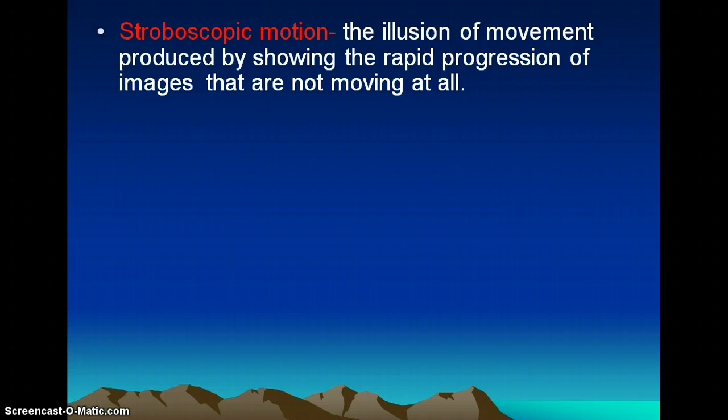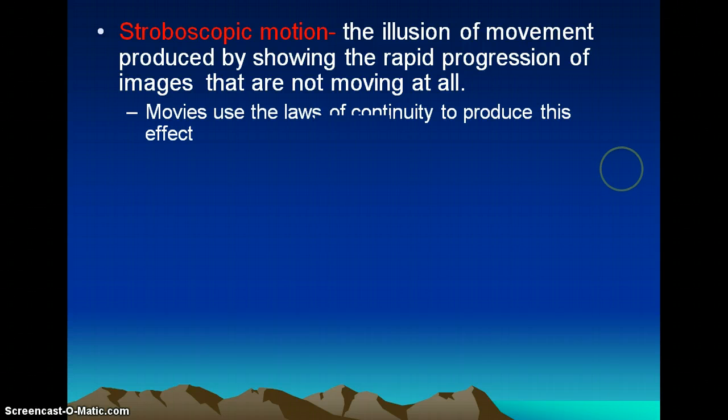One of them is stroboscopic motion, the illusion of movement produced by showing a rapid progression of images that are not moving at all. If you made a flip book back in grade school or junior high, where you draw little pictures, each of them just slightly different, you make a little man dance or whatever. You draw the picture over and over again with slight progressions. It looks like a seamless flow.